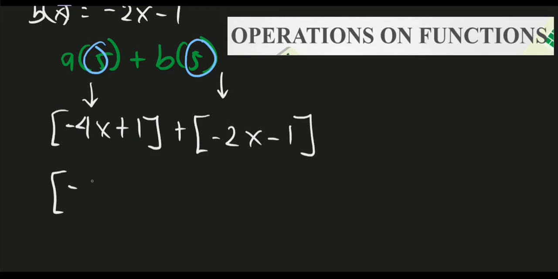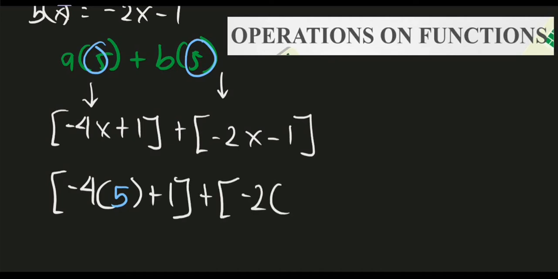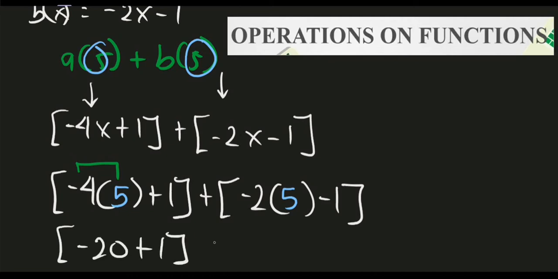Therefore, it will give us negative 4x, or negative 4 times 5. Okay, and copy the remaining 1. So we need to add this to negative 2 times x, which is another 5, minus 1. Okay, so let's simplify each term. So it will give us negative 4 times 5, that is equals to negative 20, and copy the remaining 1. Okay, so next is plus negative 2 times 5. So let's simplify this. Negative 2 times 5 is actually negative 10, and copy the remaining minus 1.